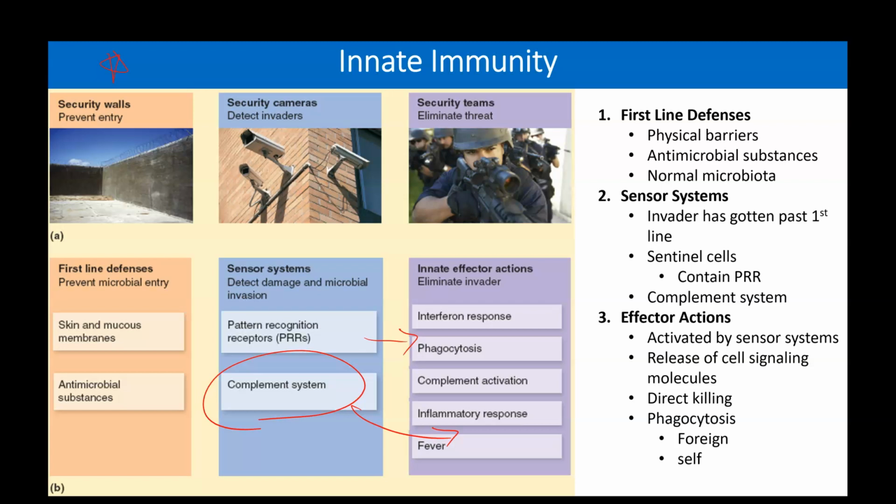Once those sentinel cells recognize foreign pathogen, they're going to communicate with the rest of the cells of our immune system to have these effector functions: interferon response, phagocytosis, activation of complement, inflammation, and of course part of inflammation is fever. All right, so that does it for lecture number 10.